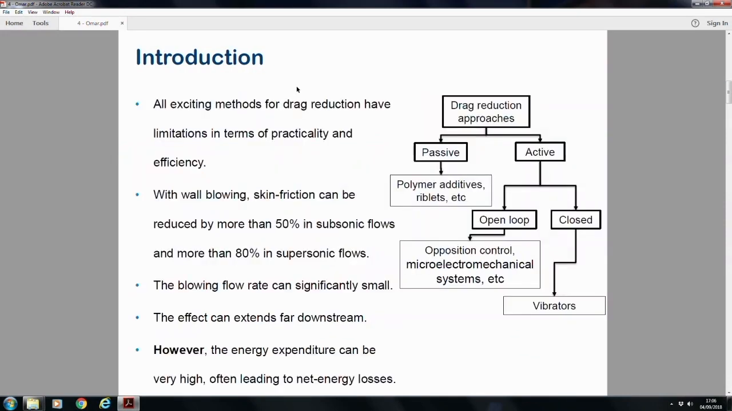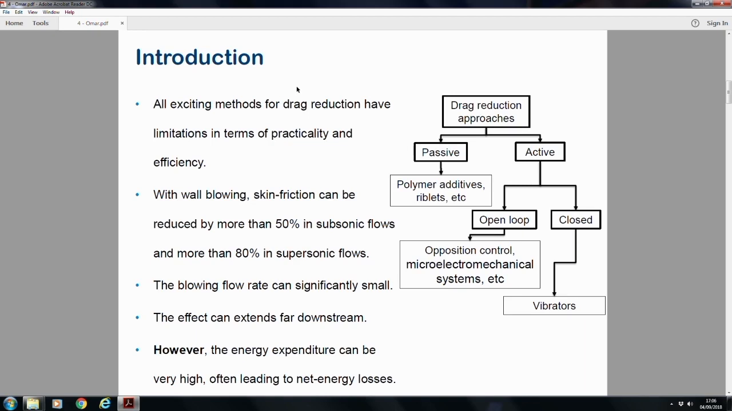Many techniques have been developed over the past years to reduce the skin friction drag of turbulent flows, but most of them are not practical for real-life applications due to low efficiency or the complexity of the control algorithm. So here we are focusing on wall blowing, or wall respiration.